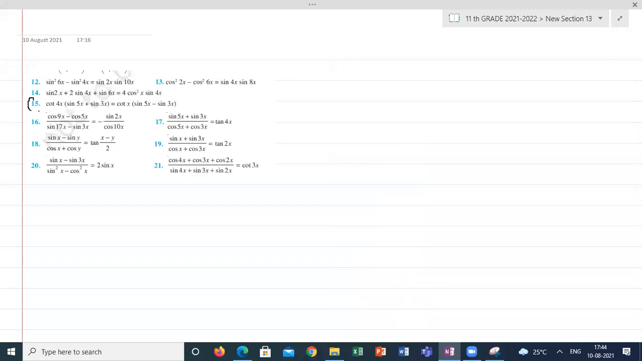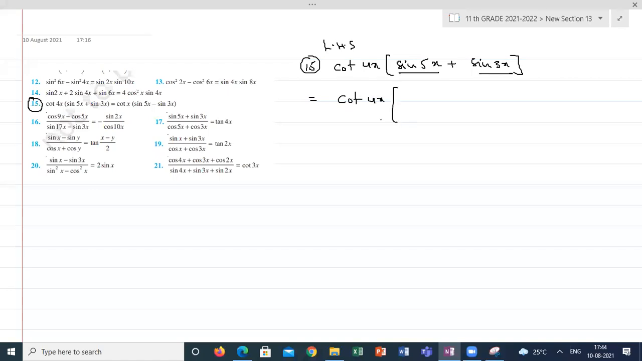We're done. The 15th one. They gave cot 4x into sine 5x plus sine 3x, and they are asking us to prove something on the right hand side. It clearly says we don't have any option. Straight away, we have to use the sin c plus sin d formula on LHS. I'm taking LHS and using the sin c plus sin d formula.